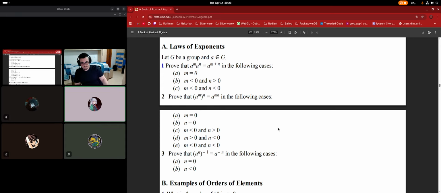This is basically the familiar laws of exponentiation. Try to prove them in the case of an abstract group instead of the numerical context where you're familiar with these already. Maybe I'm just dumb, but to prove them, okay, maybe the word prove is a little strong, but can't you just grab these equalities and replace these things in there and see if they hold? Or am I missing something?